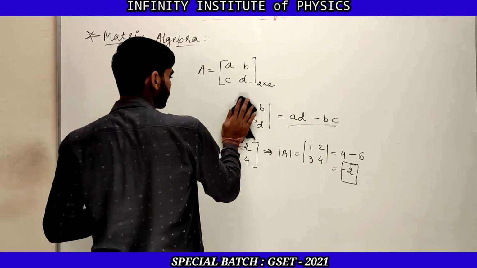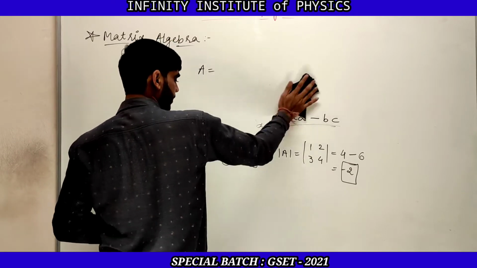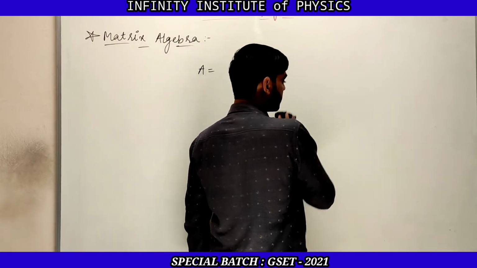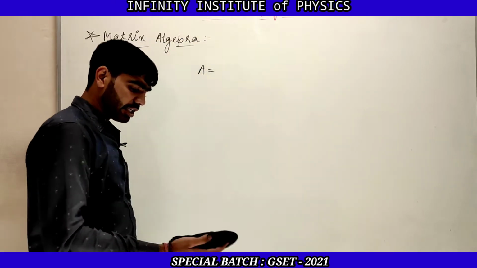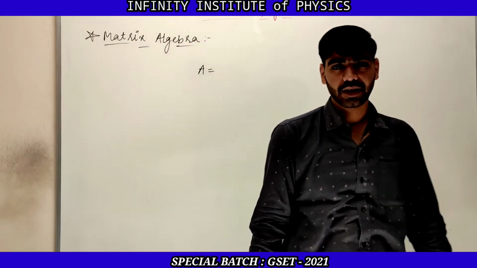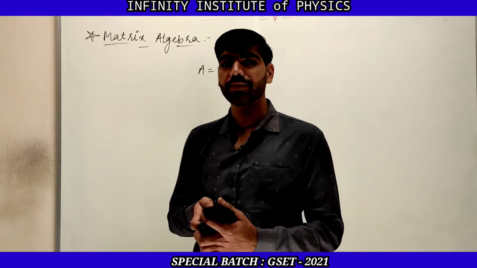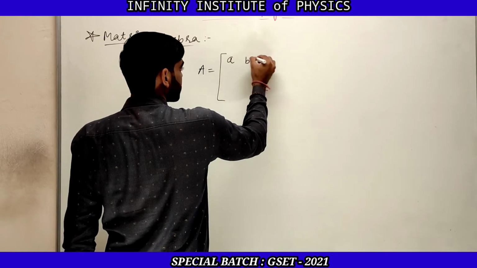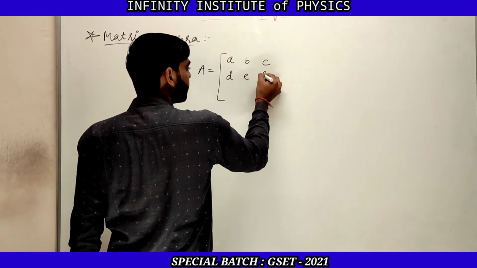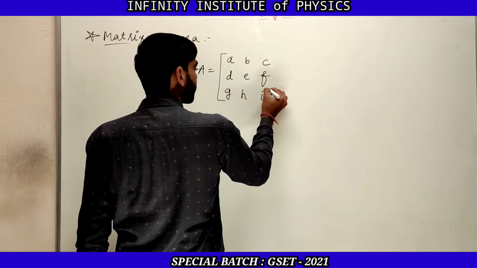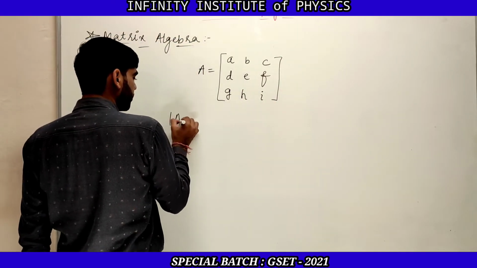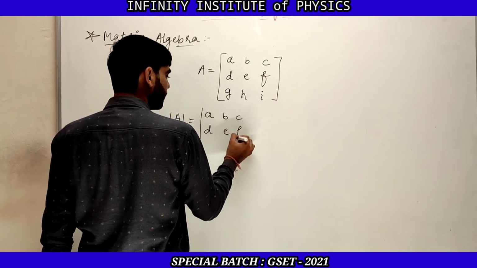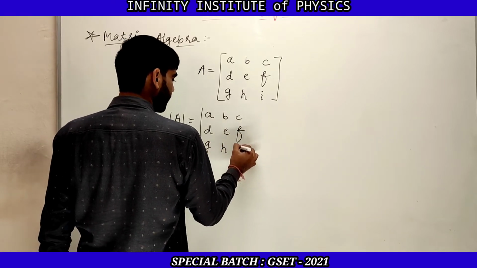Now suppose we have a 3 by 3 matrix, in which there are 3 rows and 3 columns. Also let me explain that we can only find the determinant of square matrices, that means a matrix with the same number of rows and columns. Suppose A is the matrix A, B, C, D, E, F and G, H, I. Then the determinant of A is equal to the determinant of A, B, C, D, E, F and G, H, I.